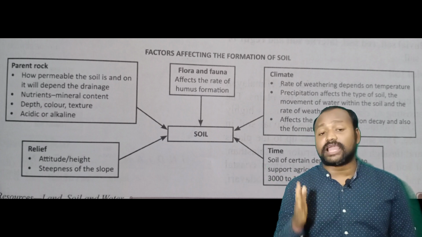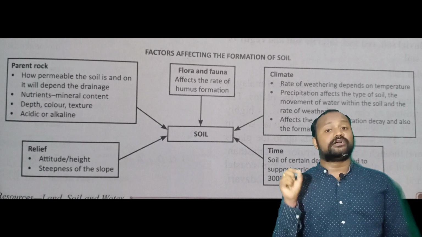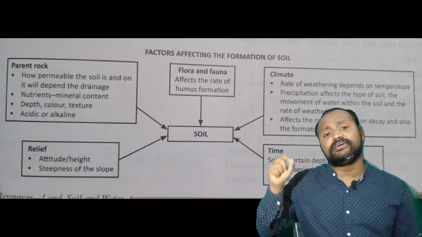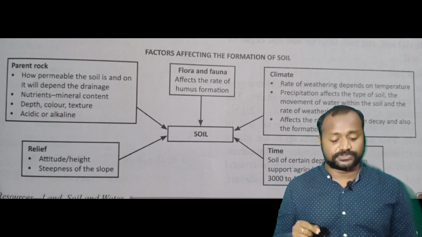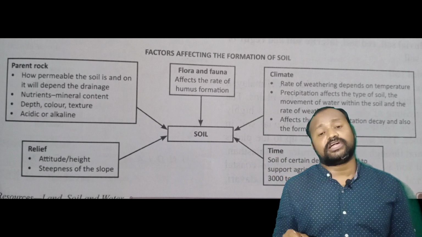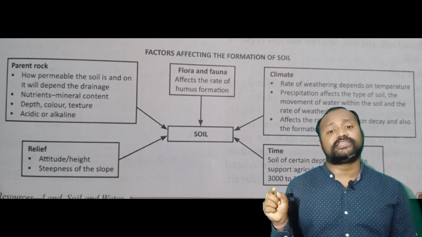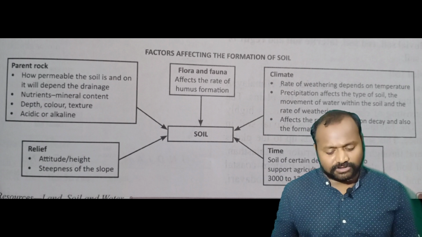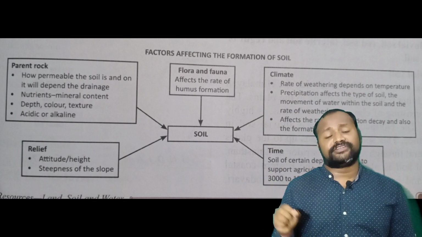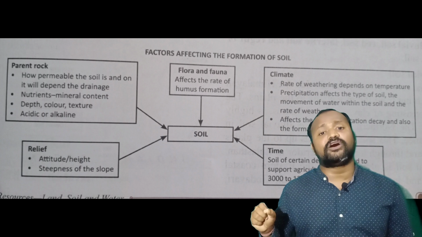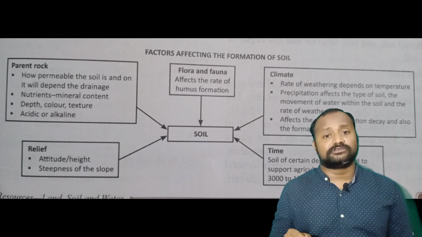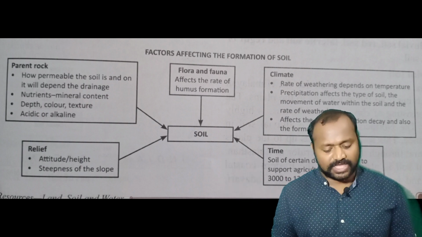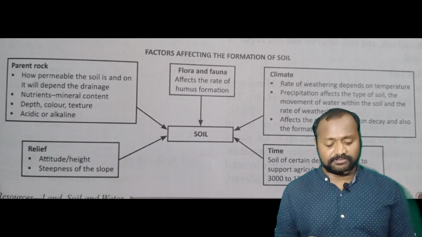Next is climate. Parent rock and climate are among the most important, because climate has a lot of impact on the formation of soil. First of all, temperature. Temperature variation leads to weathering and the breaking and wearing and tearing of the rock. Second is precipitation. Rainfall is responsible for what? Erosion, yes or no? It carries the weathered material from one place to another, causing movement of the weathered material.